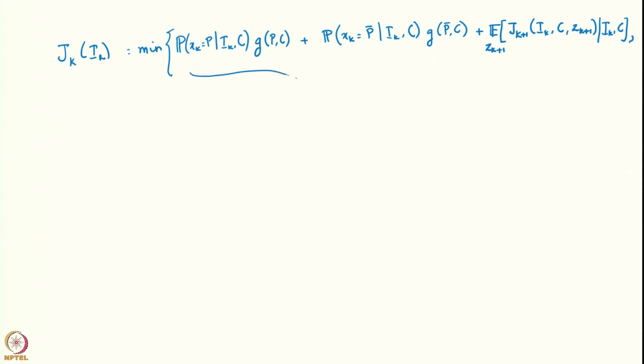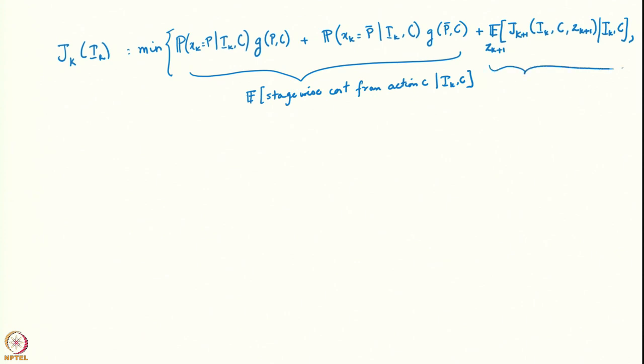So, let me write this explicitly, this is the expected stage wise cost from action c given the information Ik and c, given that you have information Ik and that you are taking action c. All right. And the second is the expected cost to go given Ik and c. So, this is therefore the term that comes up in the Bellman equation with action c.